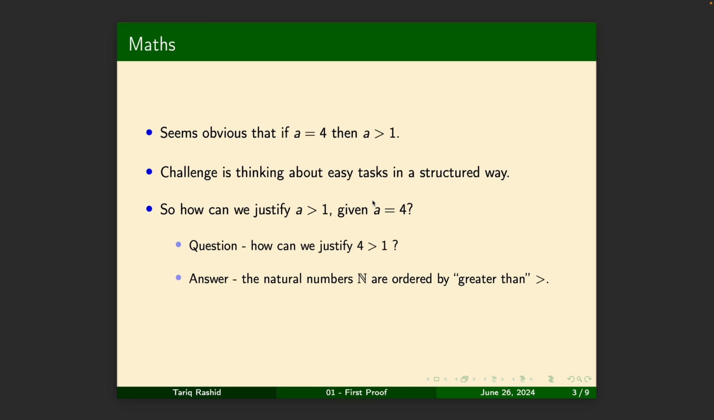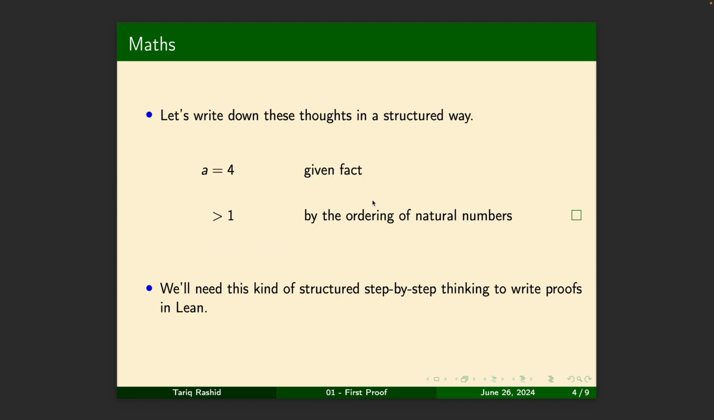And if you think about it a little bit, or if you don't know, you can look it up. It depends on a property of the natural numbers. So the natural numbers are defined by the Peano axioms.